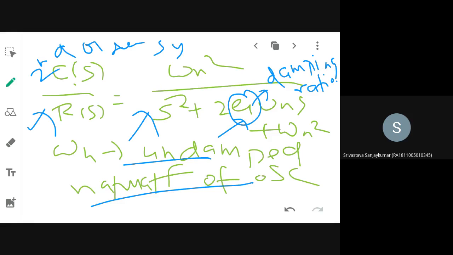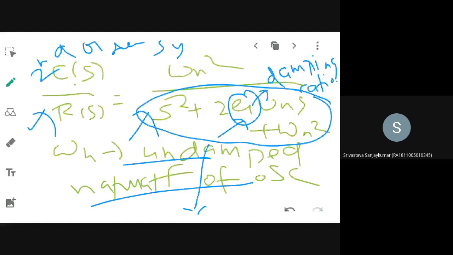We have discussed what are poles, what are zeros, what is the characteristic equation. The denominator polynomial, no? This is a quadratic order denominator polynomial. That will be my characteristic equation. Ma'am, how did this formula come?